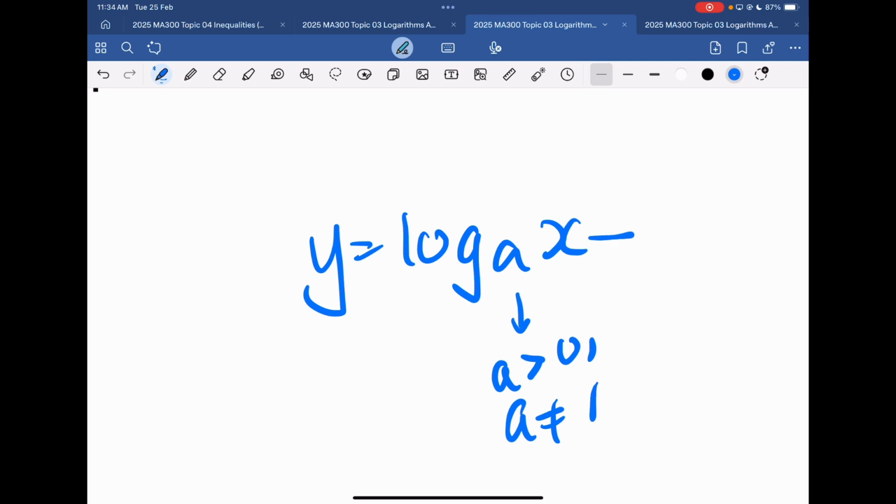What about x? The growth rate cannot be 1. You cannot be growing at the rate of 1. What is the condition on x? What's the condition on x? x must be more than 0. Okay.